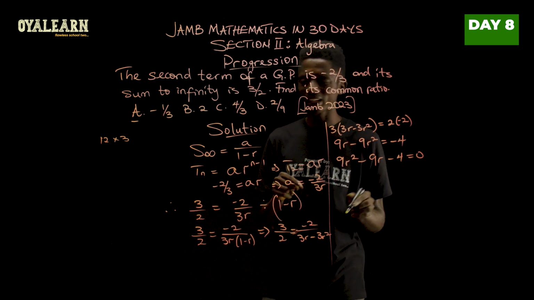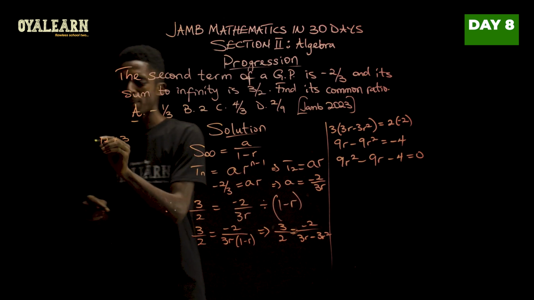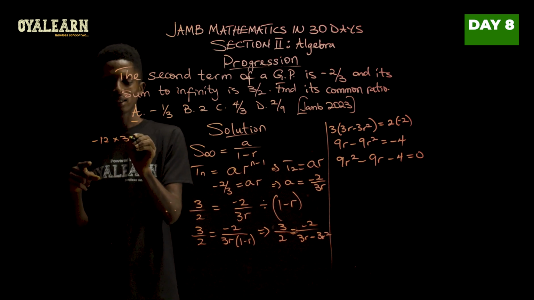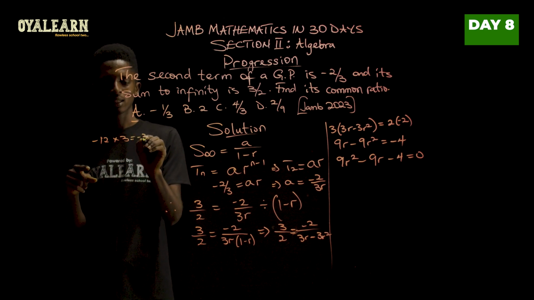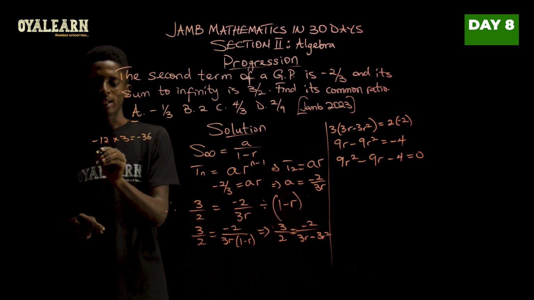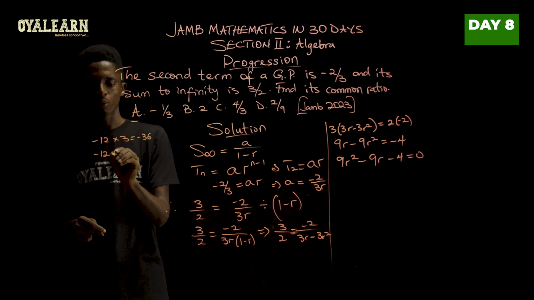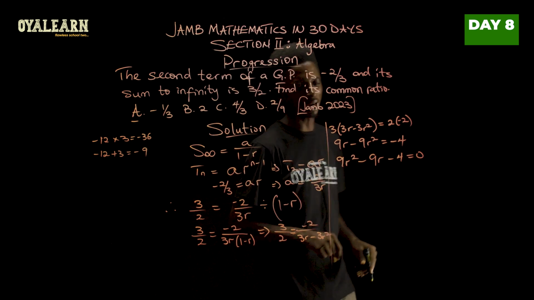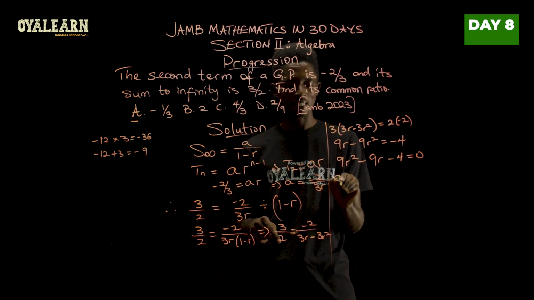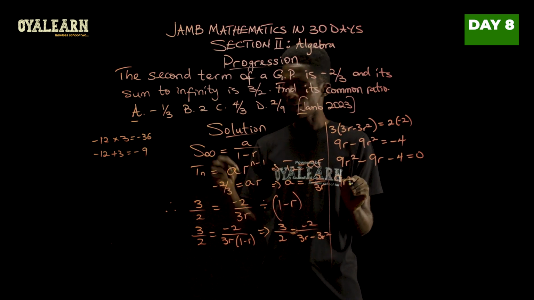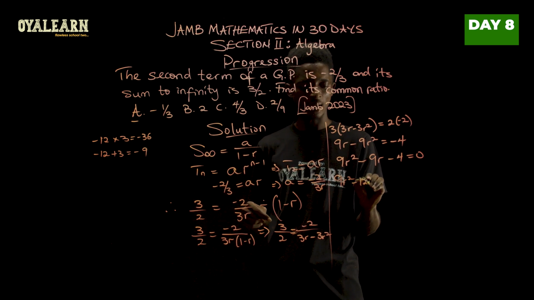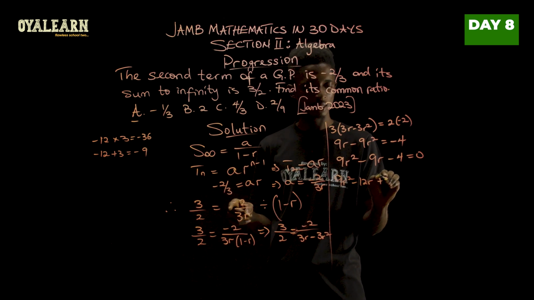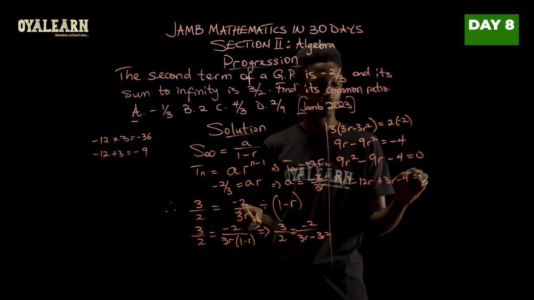But because we want negative 36, we'll say minus 12 times 3. That will give us minus 36. And then we say minus 12 plus 3. This will give us minus 9. So it works with what we have here. So we can then go on to write this as 9r squared, minus 12r plus 3r minus 4 equals 0.